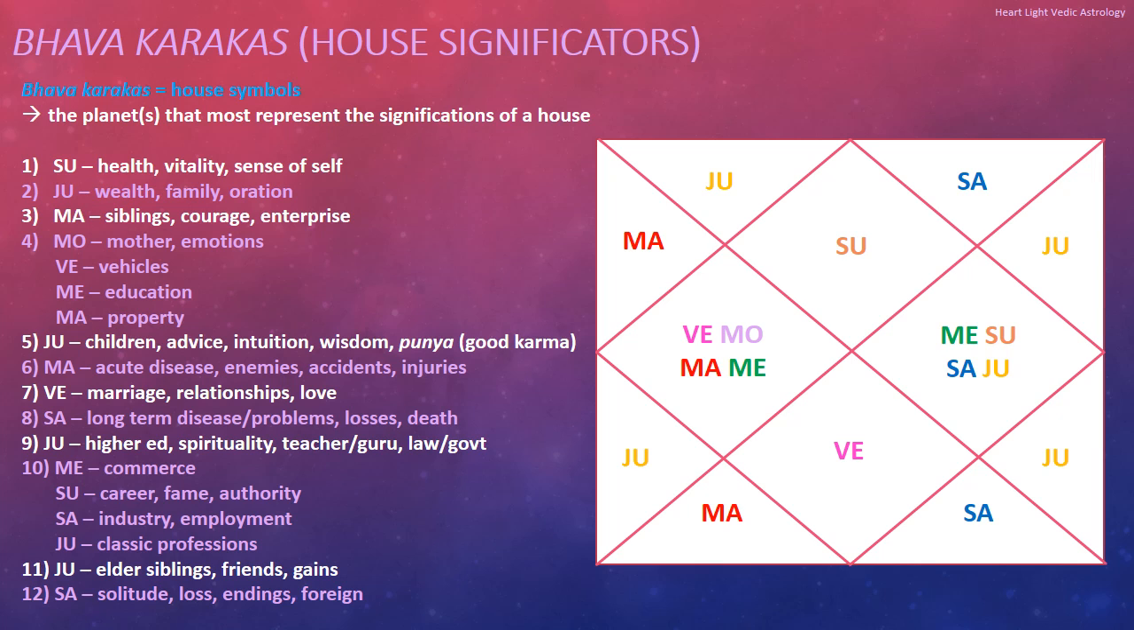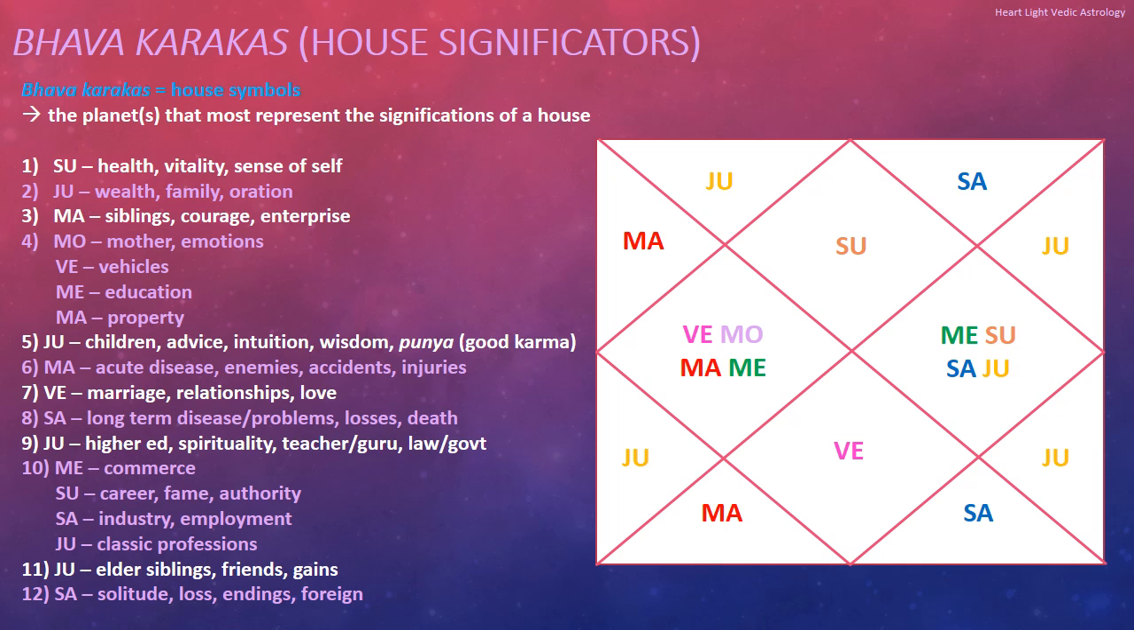But just as a Bhava Karaka, if we just do straight Bhava Karakas, Sun is a Bhava Karaka for the first house, Jupiter is a Bhava Karaka for the second house. And if we move on to the third house, you can see Mars in the third house. So what are things that Mars represents? Siblings, courage, enterprise, like innovation. The third house represents siblings, courage, innovation, physical action.